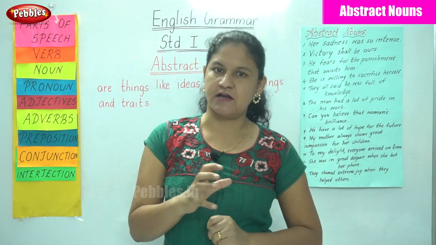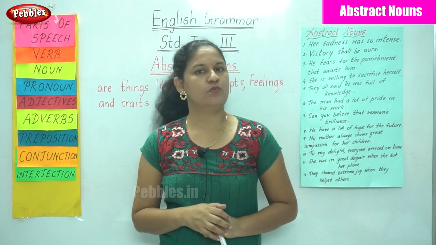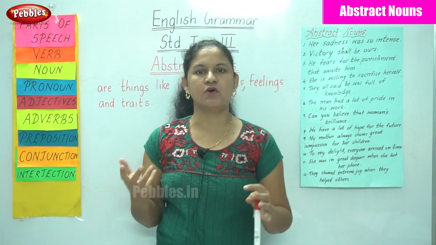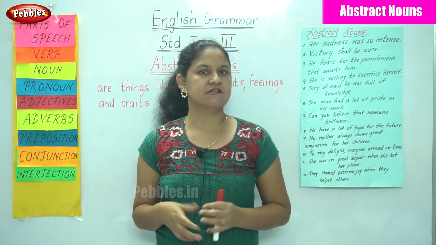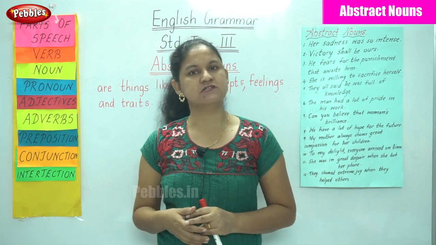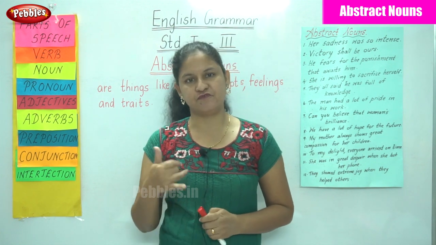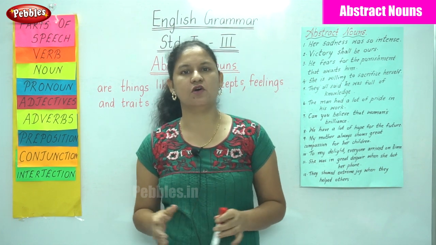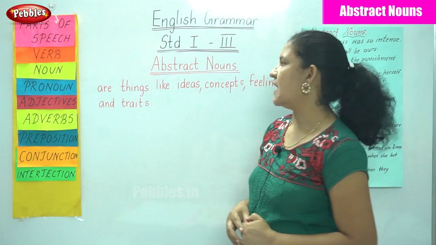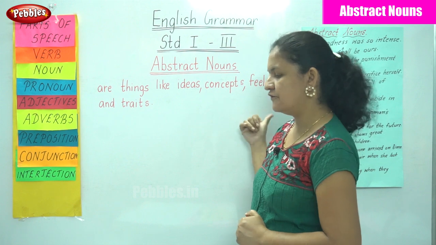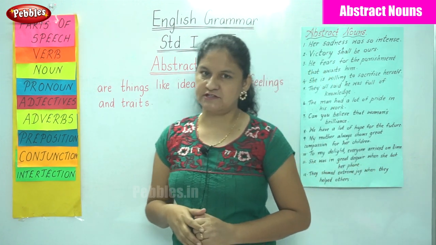An abstract noun is something that we cannot see or touch, but we can feel or experience it. That is, happiness, excitement, joy, fear are all things that can be felt and not seen or touched. So, abstract nouns are things like ideas, concepts, feelings, and traits.